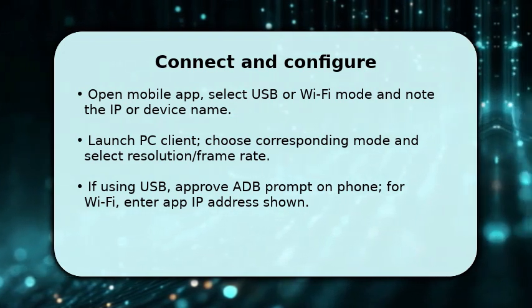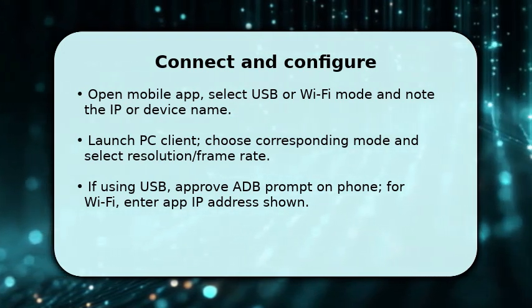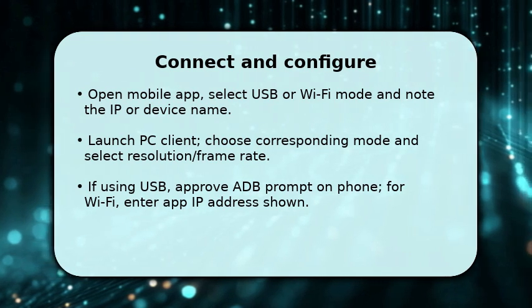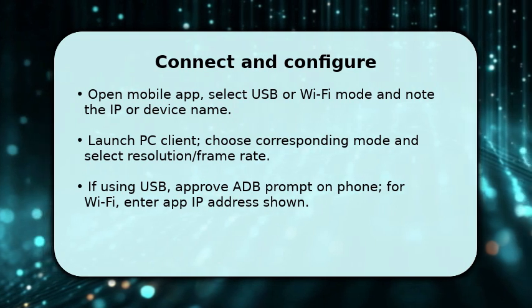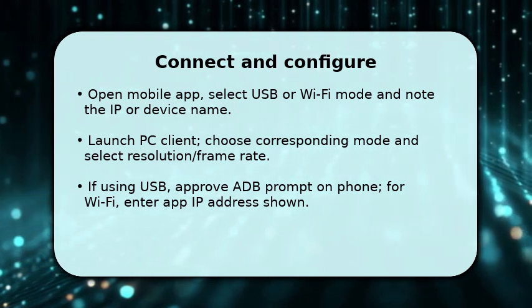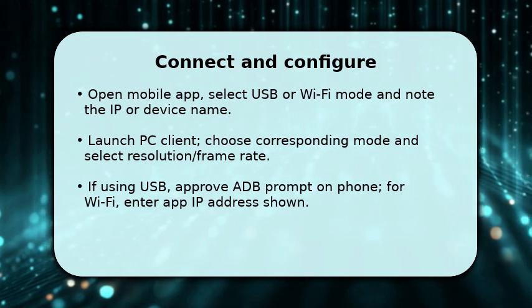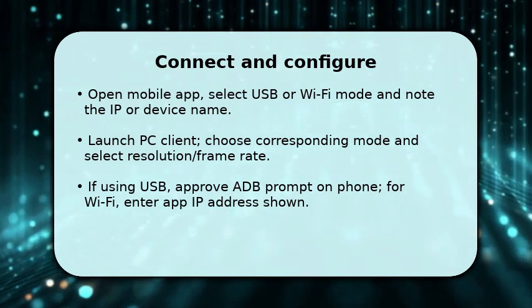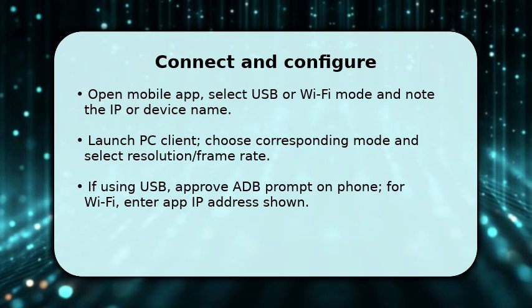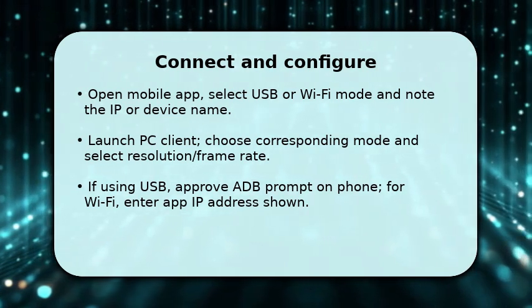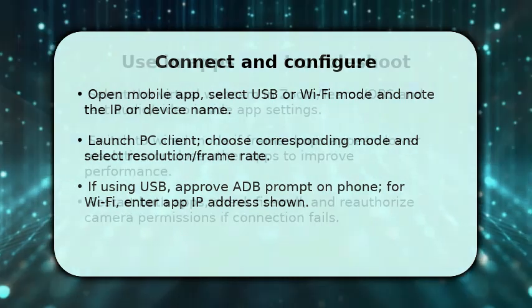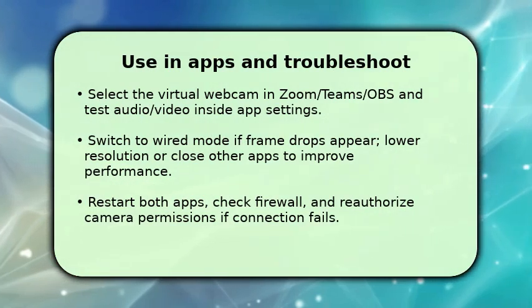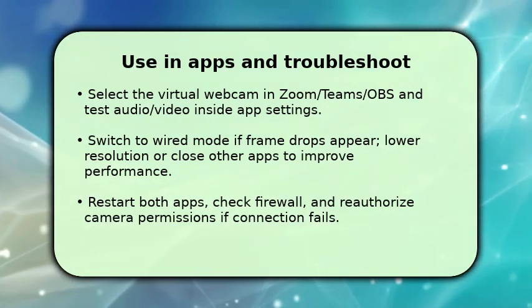Next, launch the PC client and match the same connection mode, then pick a resolution and frame rate that your PC can handle. Higher values need more CPU. If you chose USB, accept the ADB authorization prompt on the phone. If wireless, type or paste the IP address from the phone into the PC client and press connect to start the video stream. You finish by selecting the new virtual webcam and microphone inside your meeting or recording app.